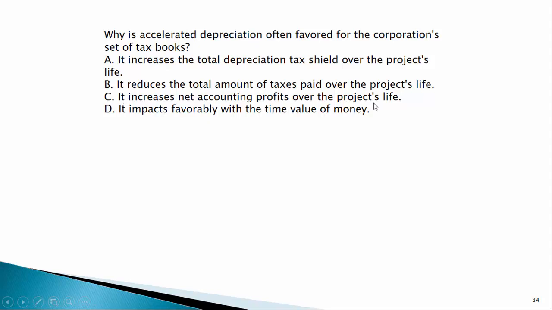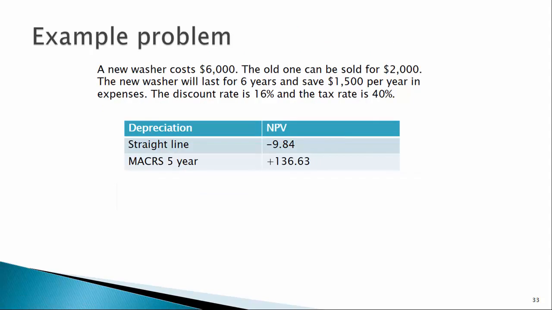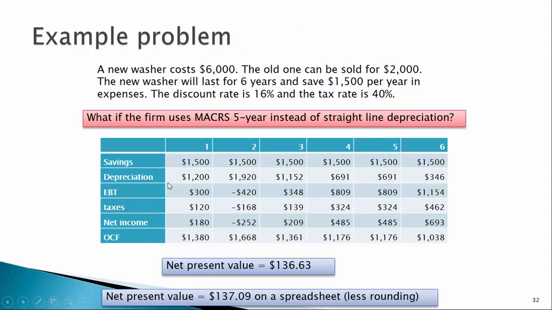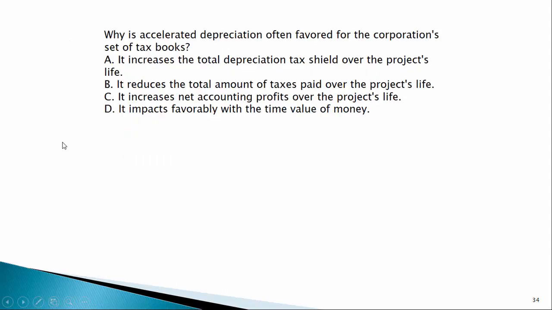It increases net accounting profits over the project's life. That's not true. You make the same accounting profits either way also. It's just with the Macrs schedule, your profits are lower to start with and then higher at the end. Your accounting profits, not your cash flows, right? With Macrs, because you pay less taxes early on, your cash flows are higher at the beginning. You can see that here. Your cash flows are much higher early on, and then they get smaller out toward the end. But because of time value of money effects, you end up saving money that way. Right, so the answer here is D, saves you money.